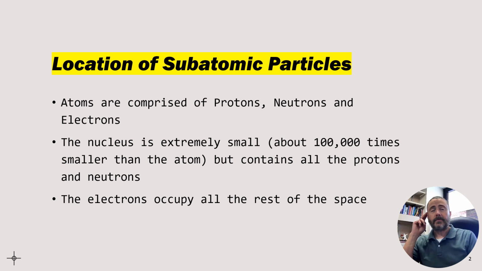So, first off that we want to get through here is starting with the location of our subatomic particles. All right, so atoms themselves are made up of protons, neutrons, and electrons. And so the nucleus houses the protons and neutrons, and that is also where most of the mass is located. And then the electrons are outside of that, and they're really, really tiny in comparison to the protons and neutrons. So the nucleus is really tiny itself, right?